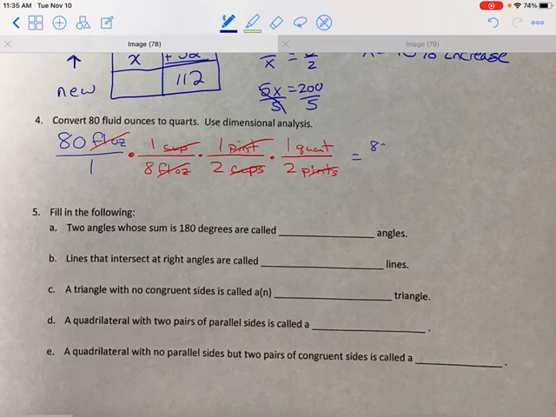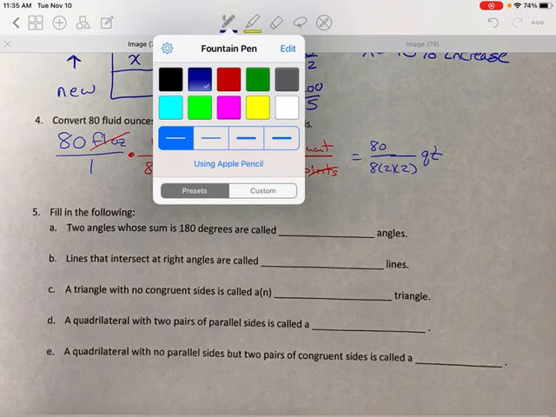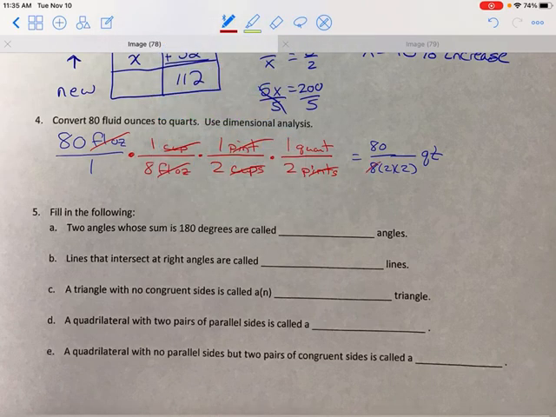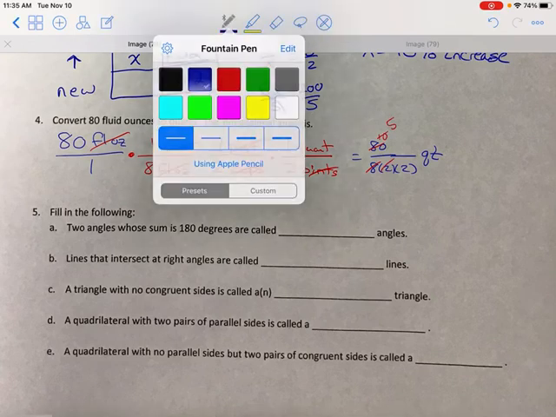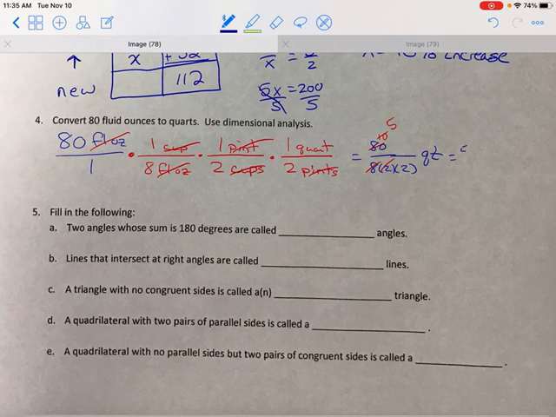So I've got an 80 in the numerator, an 8 times 2 times 2 in the denominator, and my only unit left is quarts. So if I think about reducing, 8 goes into 80 10 times, and then 2 goes into 10 5 times. So I end up with 5 over 2, which would be 2.5 quarts.